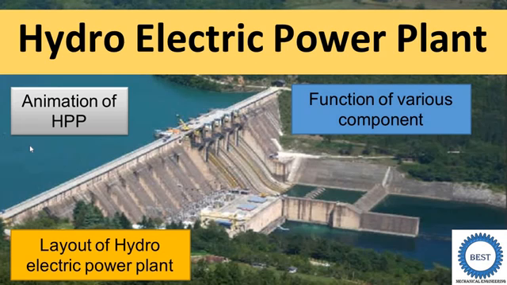In this video, I teach you about the hydroelectric power plant with complete animations of the hydropower plant, the layout of hydroelectric power plants, and the function of various components of a hydroelectric power plant. So in this figure, you see this part is known as the dam, and the dam is used to increase the water level in a river. So we move towards the animations. In the animations we understand each and every component.